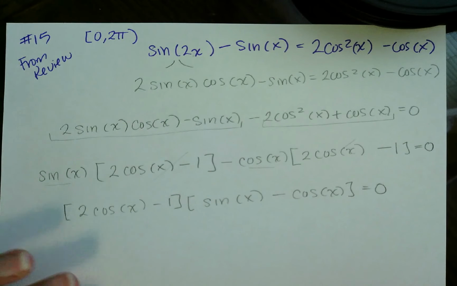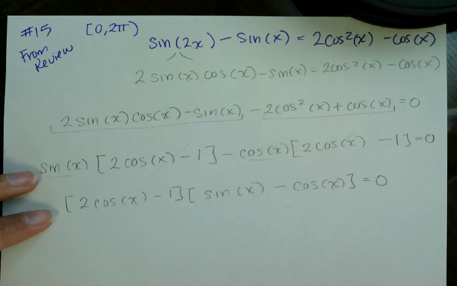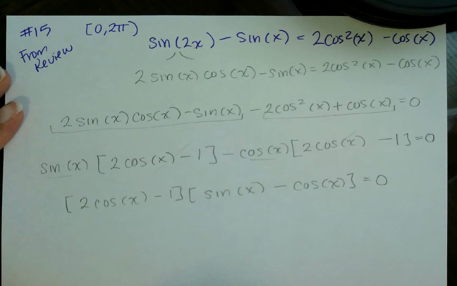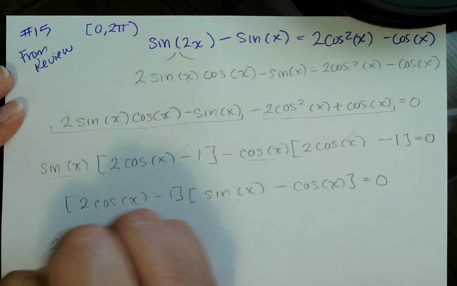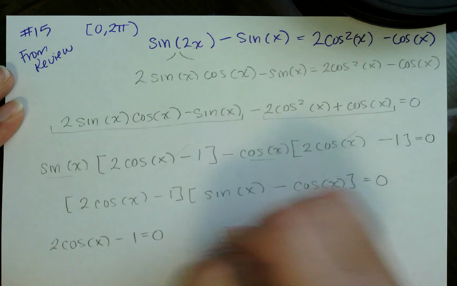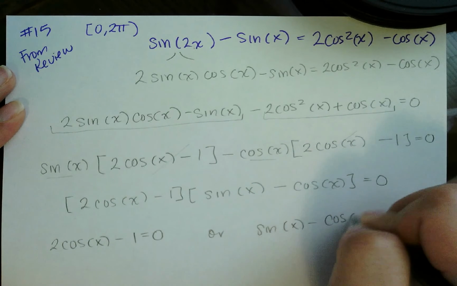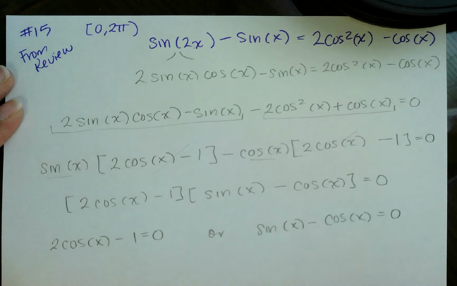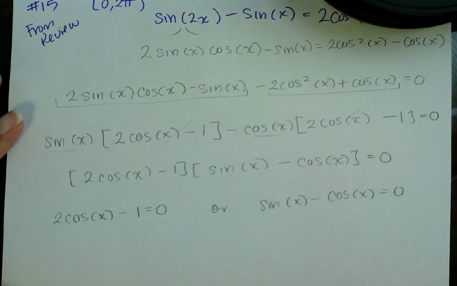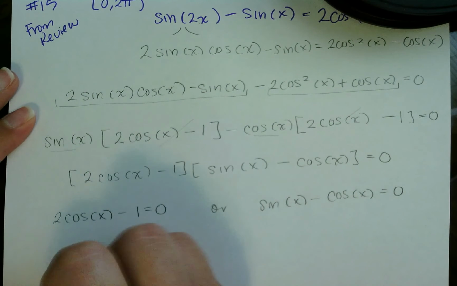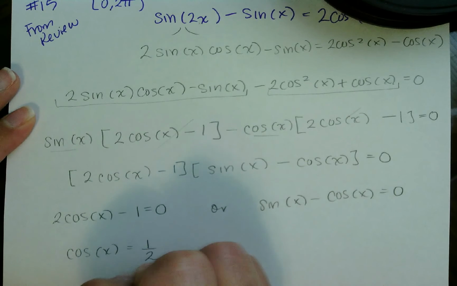So technically this is also fair game for the test or the final because we didn't use the Pythagorean identity here. I did one of these in the part 2 notes, grouping 1. And now set them both equal to 0. 2 cosine of x minus 1 equals 0, or sine of x minus cosine of x equals 0. And solve for each of them. Cosine of x equals 1/2.